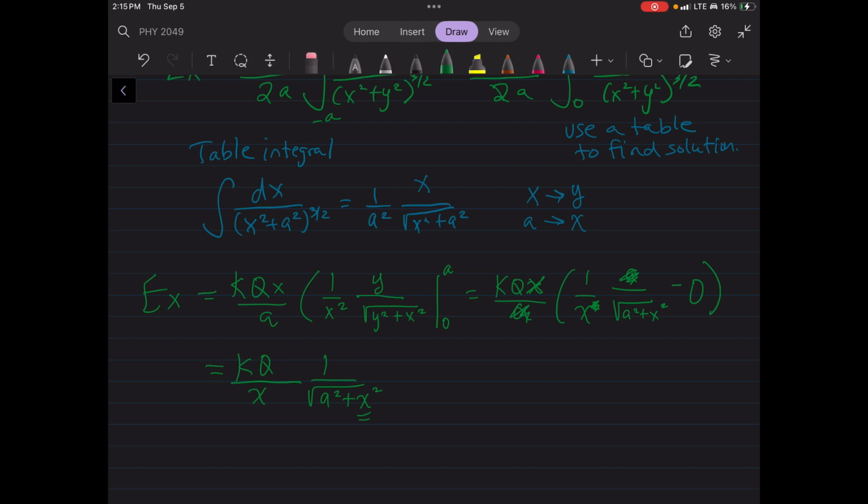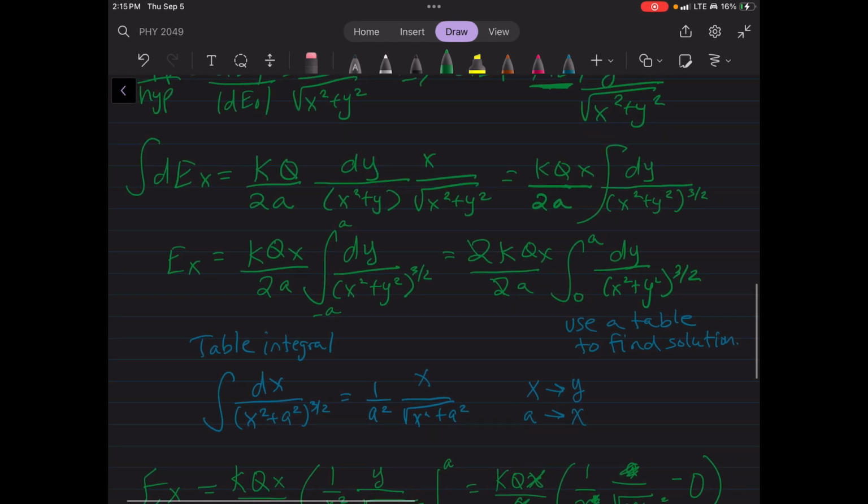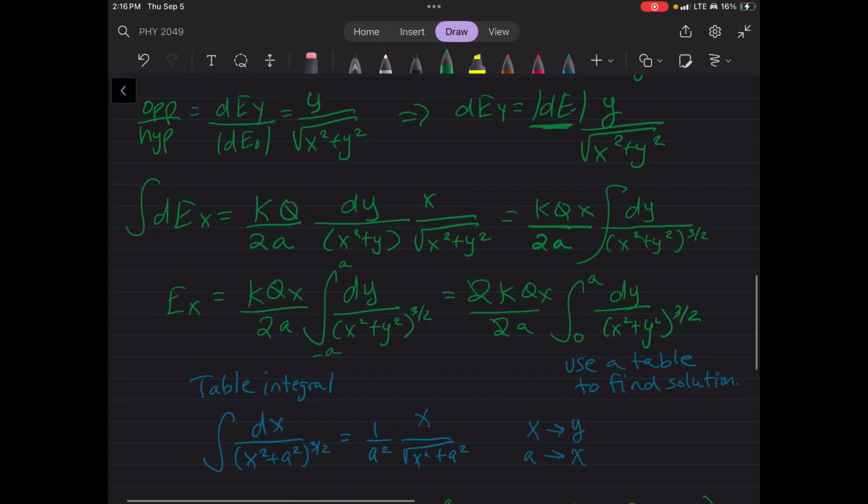Okay, so let's do the same thing now for Ey. So let's get our integral assembled. Let's go back up here.